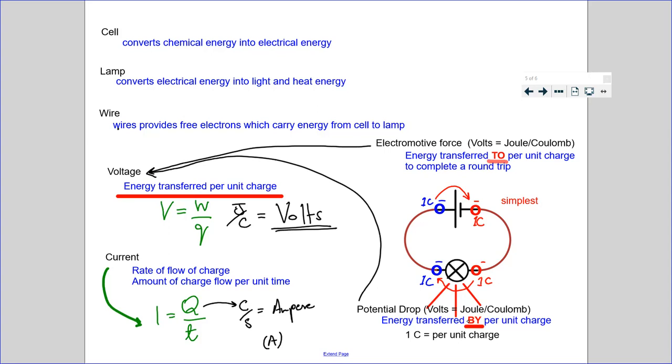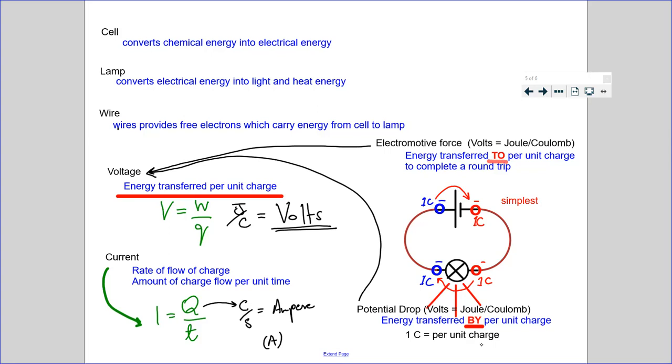The energy we supply to the charges, they use that energy to make a complete round trip. That's the reason why electrons keep moving. As long as the cell provides that energy, the electrons keep moving in the circuit. So that energy transferred per unit charge is called electromotive force, which electrons use to complete a round trip. But if we just talk about energy transferred by the charge, the charge loses energy. So the energy of the charge gets dropped, and we call it potential drop.